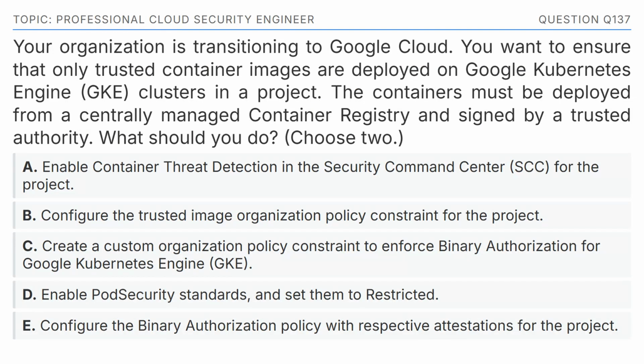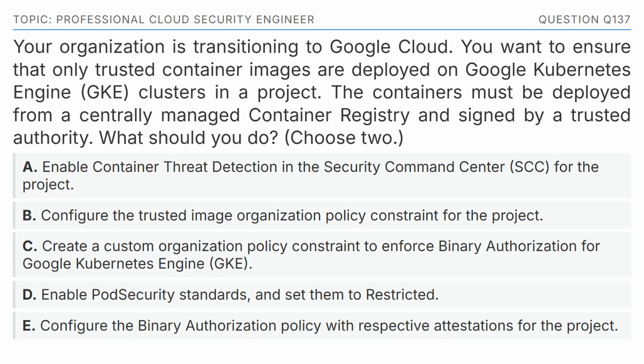Your organization is transitioning to Google Cloud. You want to ensure that only trusted container images are deployed on Google Kubernetes Engine (GKE) clusters in a project. The containers must be deployed from a centrally managed container registry and signed by a trusted authority. What should you do? Choose 2.